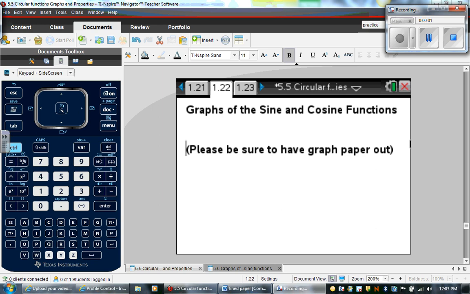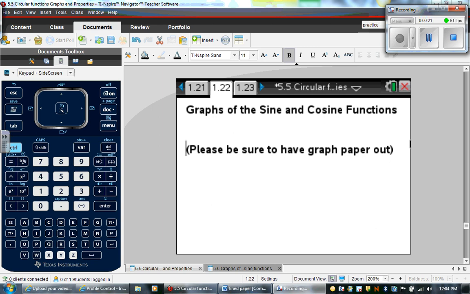This lesson is for Mrs. Cucci's College Now PreCalculus class. We are on lesson 5.5, circular functions, graphs and properties. We left off on page 1.22 and we were going to start talking about graphing sine and cosine.